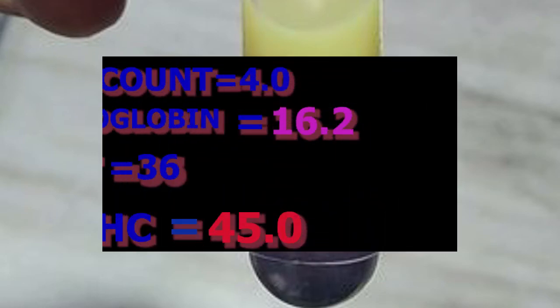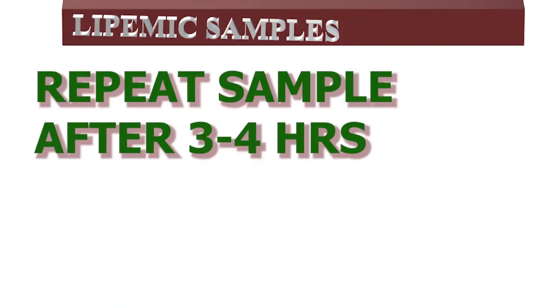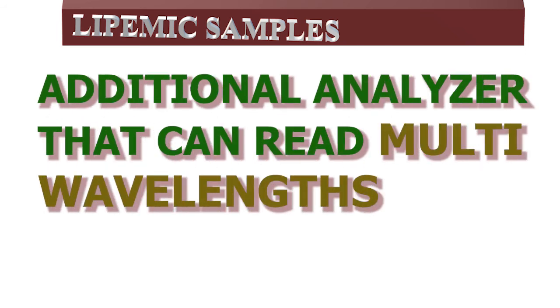In hematology, when the MCHC value is more than 36 grams per dl, it would strongly suggest the presence of an interfering substance. Corrections. A repeat sample can be collected after 3 to 4 hours, and a manual hematocrit can be reported in case of a stat sample. An additional analysis that uses multi-wavelength determinations can give accurate results. These analysis reports are not affected by lipemia.